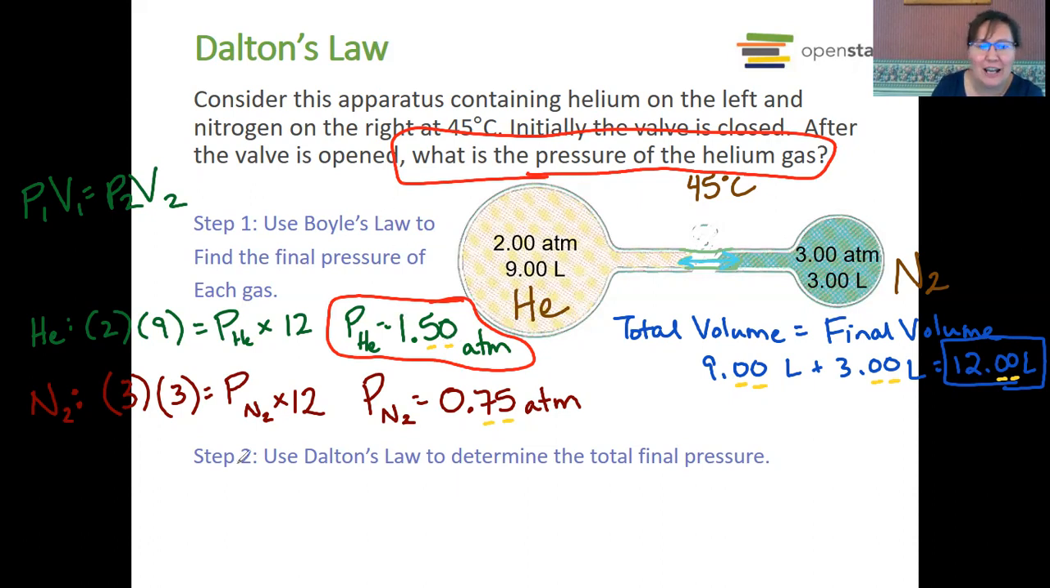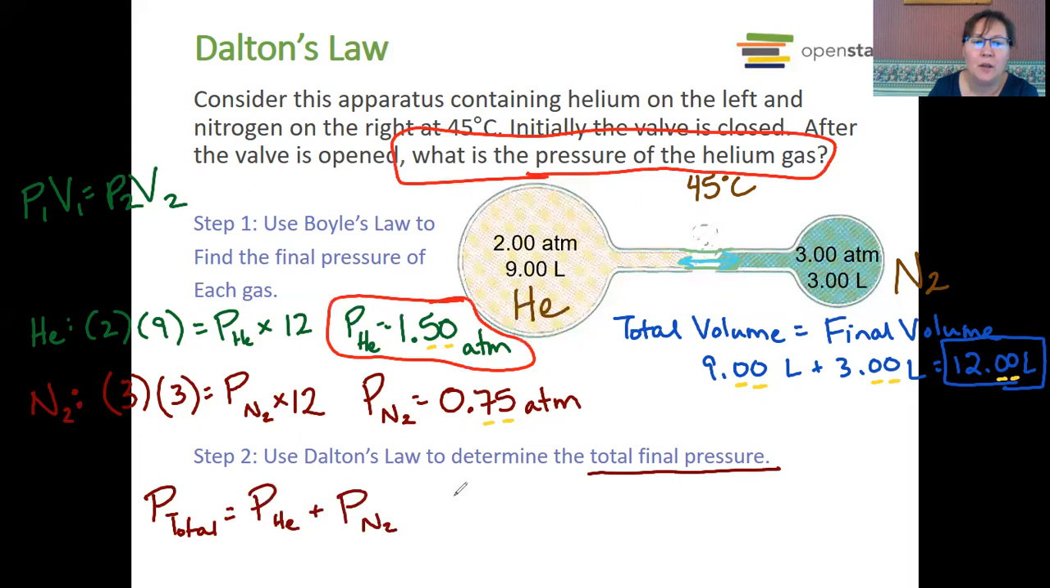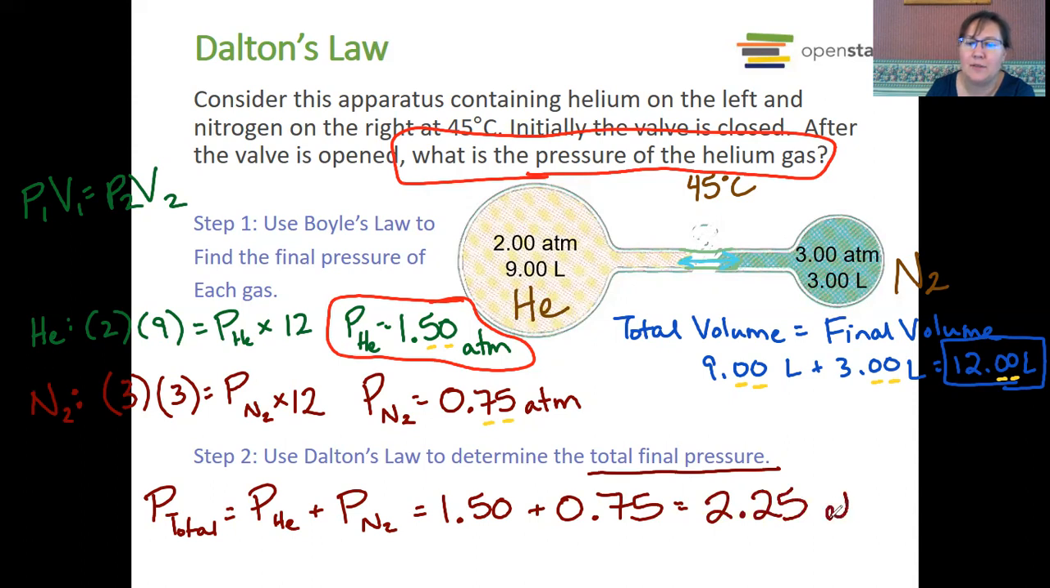If my question had actually been, what is the total final pressure? Now all you need to do here is type in that our total pressure from Dalton's law is equal to the pressure from our helium plus the pressure from our nitrogen. So that's 1.50 plus 0.75. And these come together to give us a total final pressure of 2.25 atmospheres.